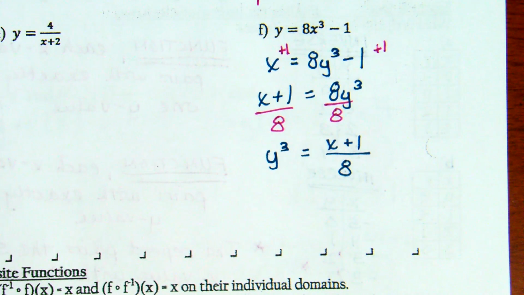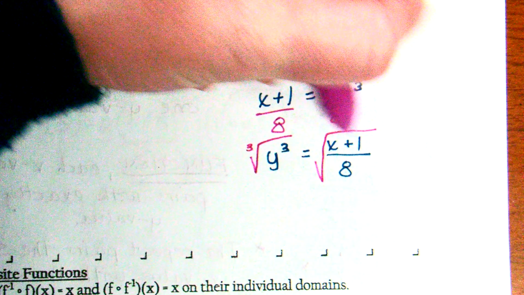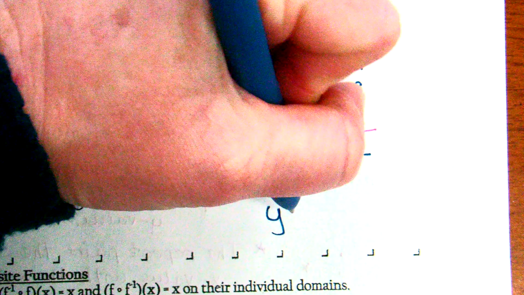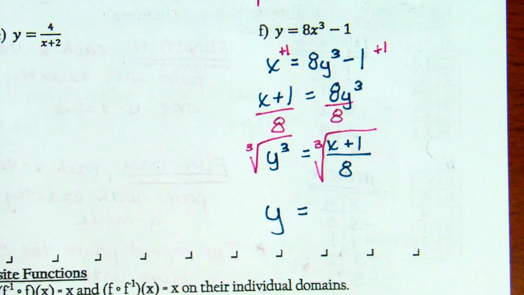Because it's a power of 3, you take the third root, which is the cube root. If I take the cube root on the left, we take the cube root on the right. What is the cube root of y cubed? Y. What is the cube root of x plus 1 over 8? Okay. One option would be the cube root of x plus 1 over 8. Got another option for me? Jaden?